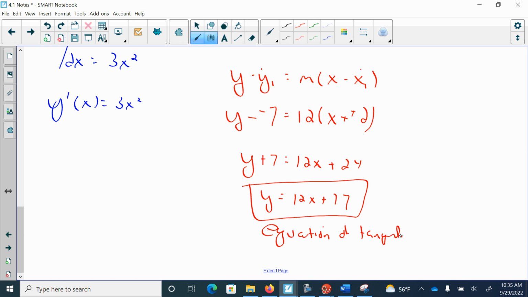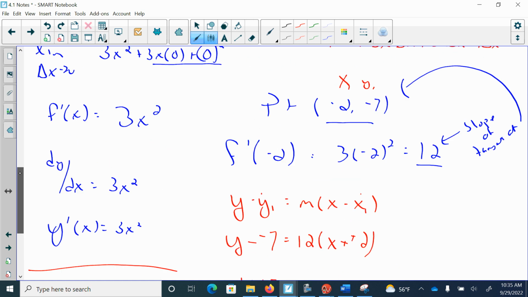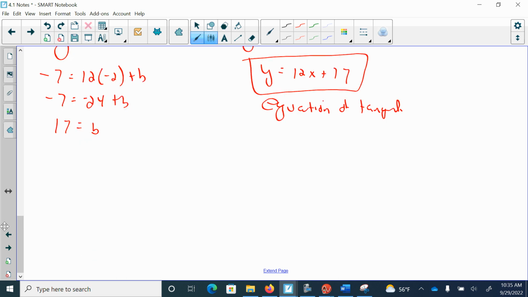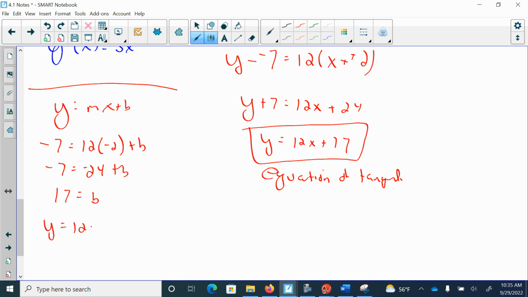If you wanted to check it, you would graph your original equation and this line, and make sure that the line just skates on the outside, touching the curve. Do I have to show you the other way? Y is equal to mx plus b. We're going to use that point, negative 2, negative 7, and my slope was 12. So negative 7 is equal to negative 24 plus b. Add 24 to both sides, I get 17. So then I go back and say y is equal to 12x plus 17. I think my way wins every single day. Don't you think?